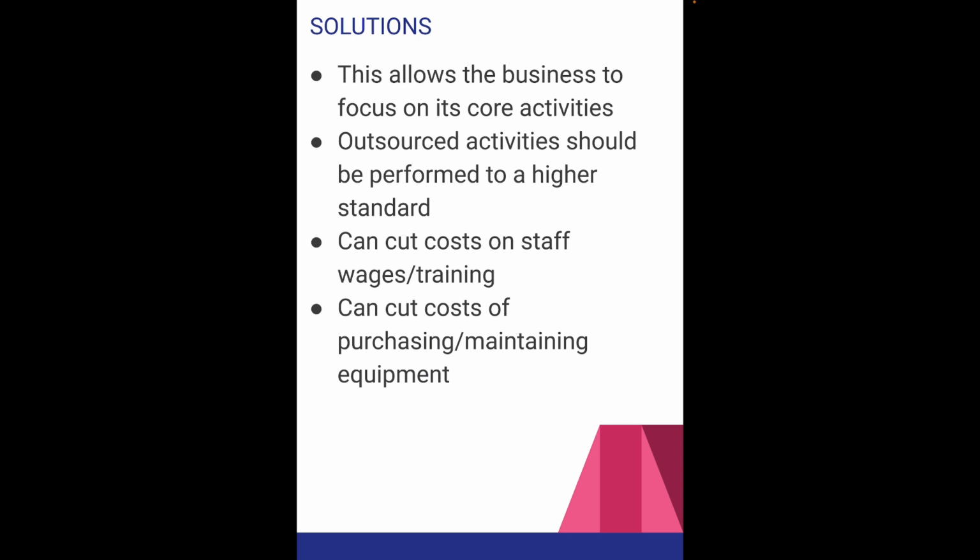So the 4 points that I picked out was that it allows the business to focus on its core activities. Outsourced activities should be performed to a higher standard. It can cut the cost of staff wages. You could also have said it could cut the cost of staff training, but you couldn't get the mark for both. Or it can cut the cost of purchasing equipment. You could have also said that it can cut the cost of maintaining equipment, but again, you would not get both of those. You would get one or the other.